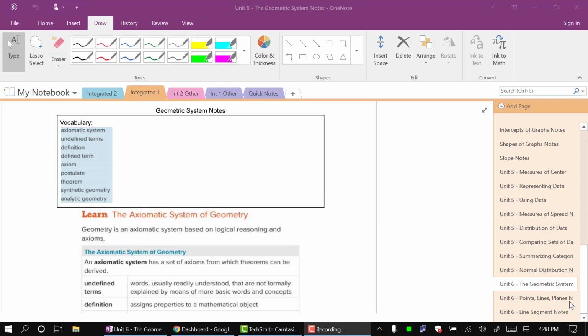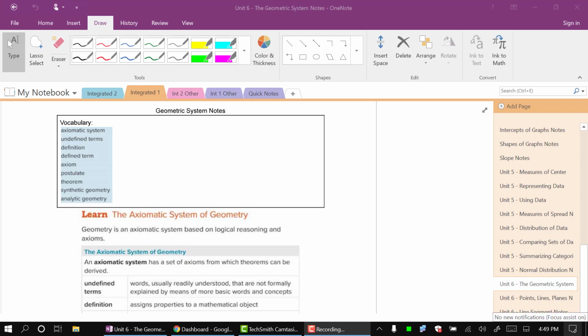Hello everyone, welcome to Unit 6, the geometric system. So we're going to be getting into geometry. Now that we're going to get into geometry, we're going to start off with taking a look at two different problems in geometry. But let's take a look at our vocabulary.